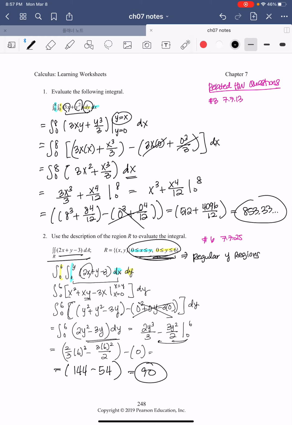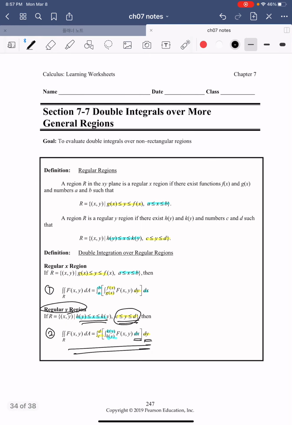Okay. So when it says use the description, make sure you're looking at which one is a function and which one is a number. Okay. If the x value is a function, then you are having a double integral over the regular y region. If the y variable is a function value, then you're having a double integral over the x region.